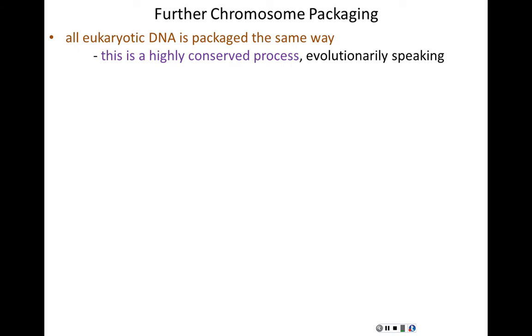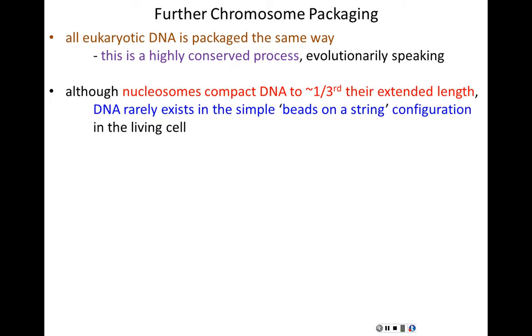All right, so we've got our first level of compaction described then. Nucleosomes themselves compact DNA about one-third. And all eukaryotic DNA is packaged in this way. Histone proteins are very highly conserved among all species. In fact, the textbook makes a point that out of 102 amino acids in the histone proteins, even if you compare histones from pea plants and from cows, only 2 of those 102 amino acids are different. So this has been the way to package DNA for a very, very long time, evolutionarily speaking. This is a very highly conserved process.